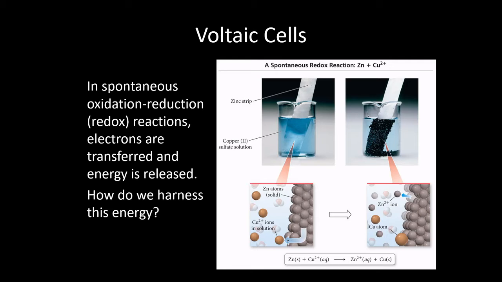So let's talk about voltaic cells. In a spontaneous oxidation-reduction reaction, electrons are transferred and energy is released. So we have a reaction like this one that can occur spontaneously. Take a piece of zinc, dunk it into a solution containing copper 2 sulfate. The copper will spontaneously accept 2 electrons from the zinc and plate out onto the zinc, and the zinc will then, having given up those 2 electrons, go out as a zinc 2 plus ion into solution. That will happen spontaneously. You don't have to do anything to make it happen. All you have to do is make it possible for it to happen. You have to dunk the zinc in there, and then it will start happening.